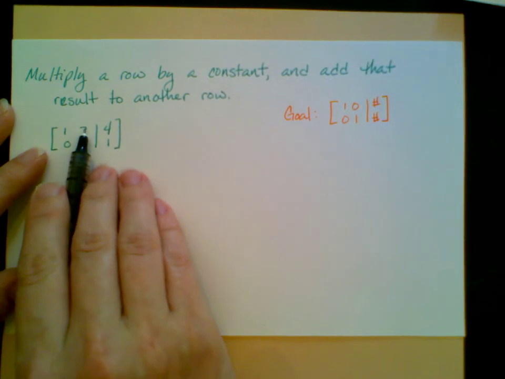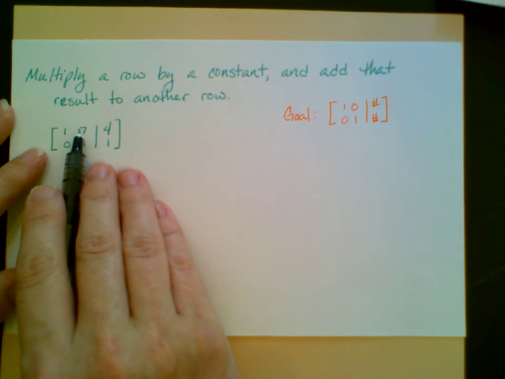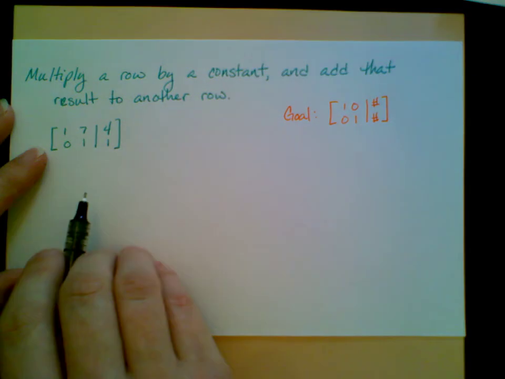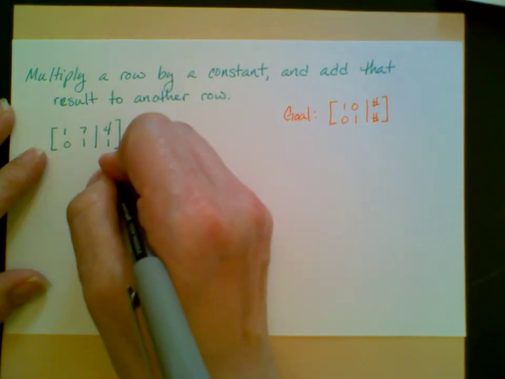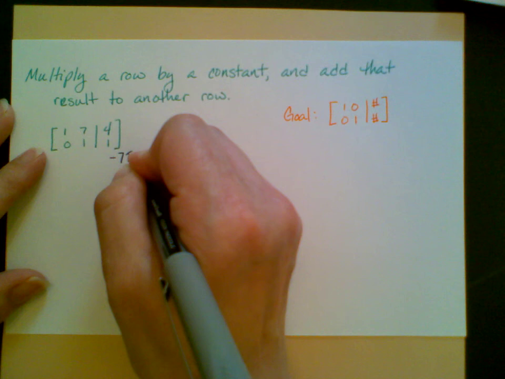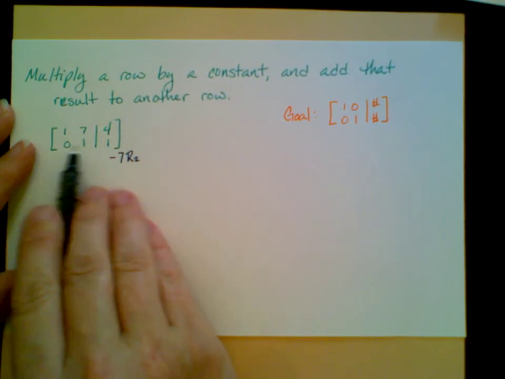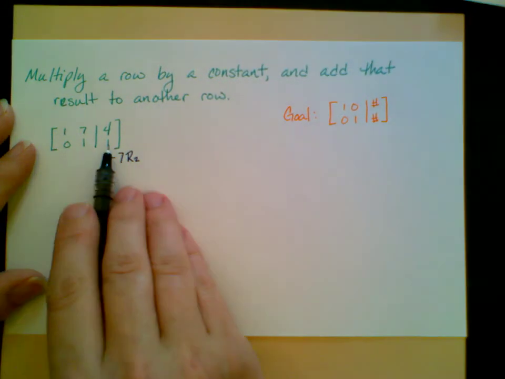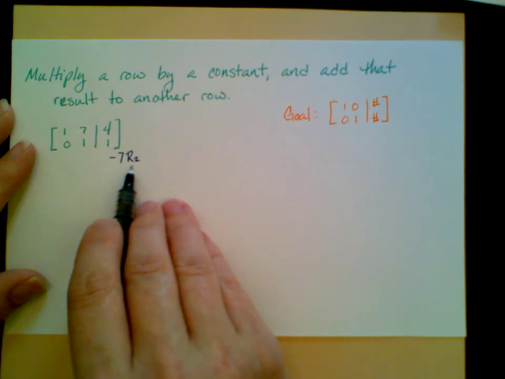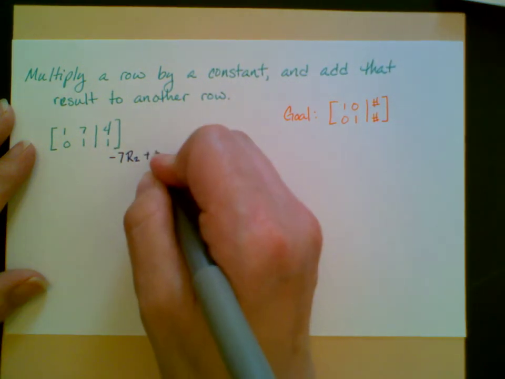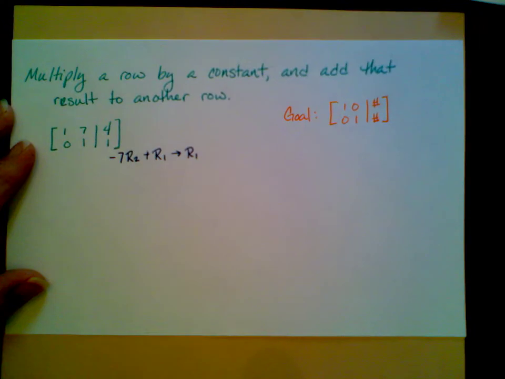However, if I just straight up add, I'm going to add 1 to 7 and then I'll have 8, and that is not what I want. I want a 0. So what I'm going to do is multiply row 2 by negative 7, but I don't want to actually change row 2. I want to leave row 2 the way it is. I'll multiply it by negative 7, keep that result in my head, and then I will add that to row 1. I'm going to store it in row 1.